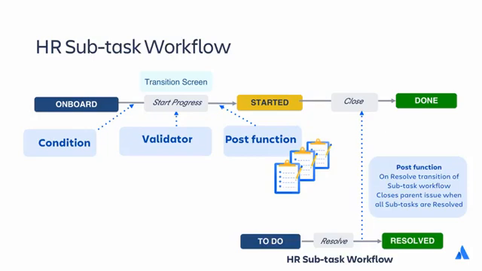To make the process even more efficient, you can customize the HR subtask workflow. You can add a post function there to close the parent issue automatically once all subtasks are resolved. When each subtask gets resolved one by one, a post function checks the status of sibling subtasks. If they are all resolved, then it can transition the parent issue automatically to done using the close transition on the parent.